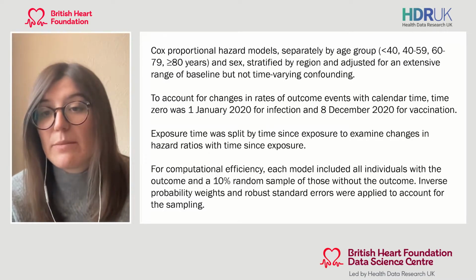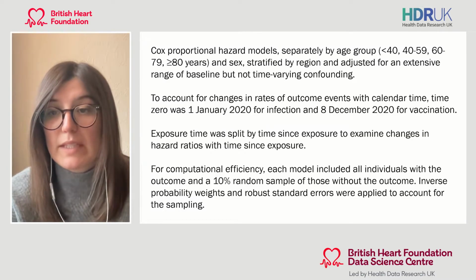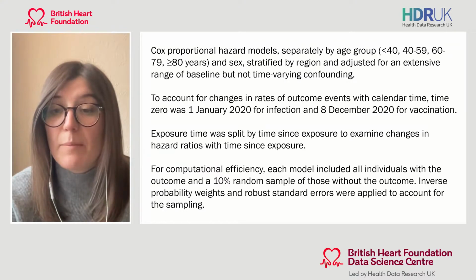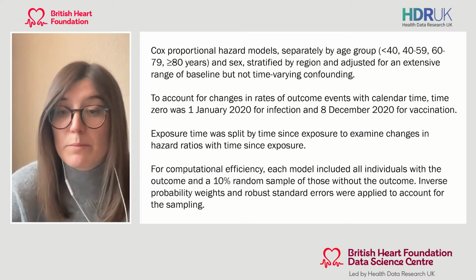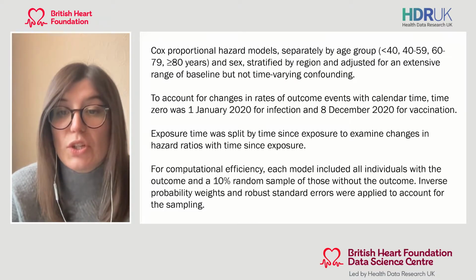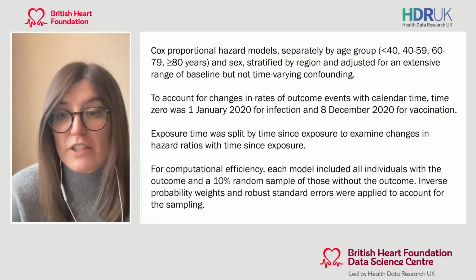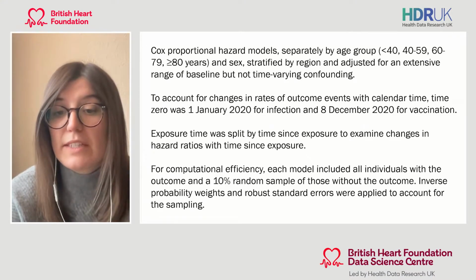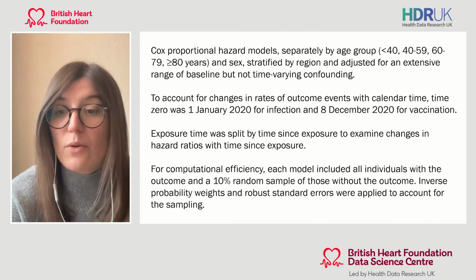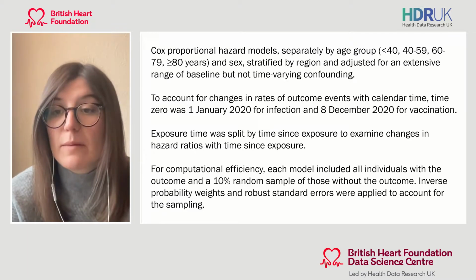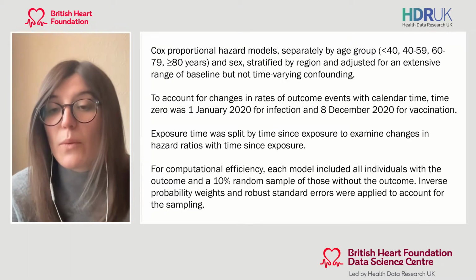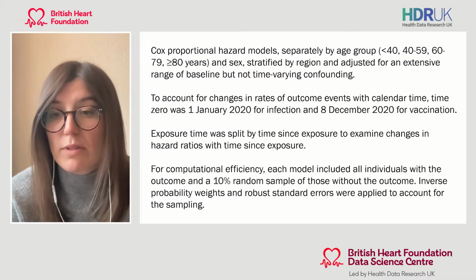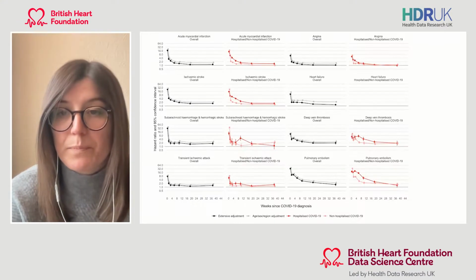And then for the vaccination paper, that was the 8th of December 2020, which is when the UK vaccination programme started. In order for these models to run, we had to be mindful of computational efficiency. So for this, we used a sampling approach where we included all individuals with the outcome and a 10% random sample of those without the outcome. We then used inverse probability weighting to recover the full population.